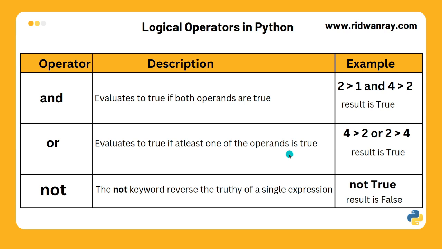The OR operator returns true if at least one of the operands or conditions is true. In this case, 4 greater than 2 is true. 2 greater than 4 is false. The result will be true because one of the conditions is true.